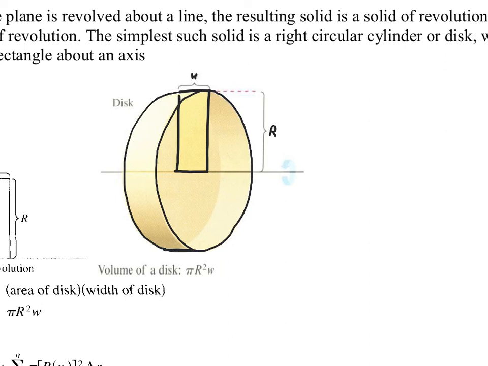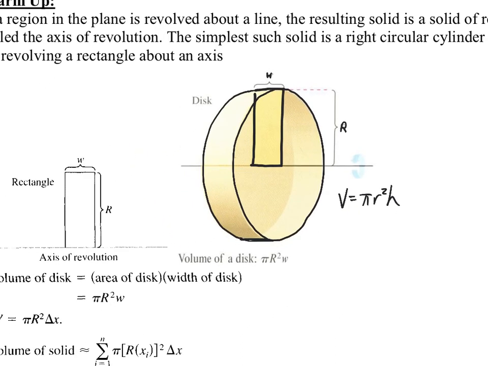But let's think about the volume formula that we learned a long time ago for this disc or cylinder. We know the volume is pi r squared times the height. Using the letters on the diagram here, the radius r is the capital R, and the height of this cylinder is that W. We use W because it's going to be the width of the disc.